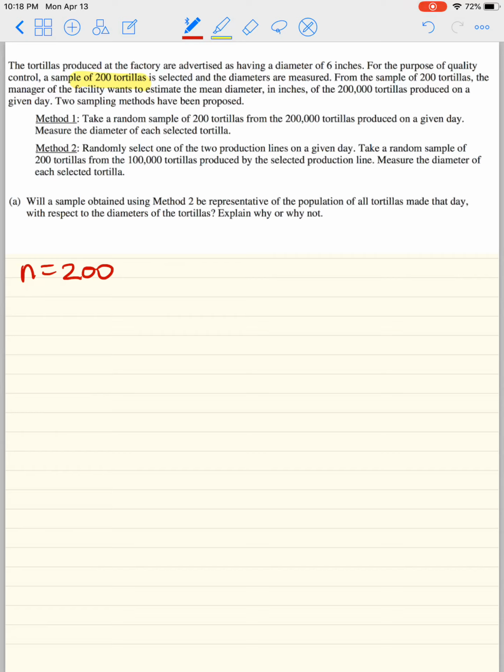Two sampling methods have been proposed. Method 1: take a random sample of 200 tortillas from all 200,000 tortillas produced on a given day, and then measure the diameter of each selected tortilla. Or method 2, which says randomly select one of the 2 production lines on a given day. Take a random sample of 200 tortillas from the 100,000 produced by the selected line, and measure the diameter.